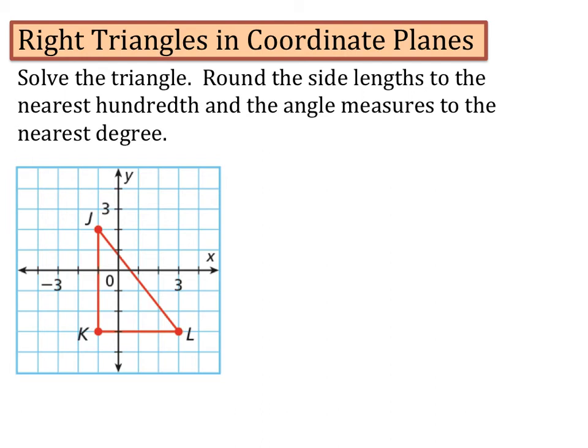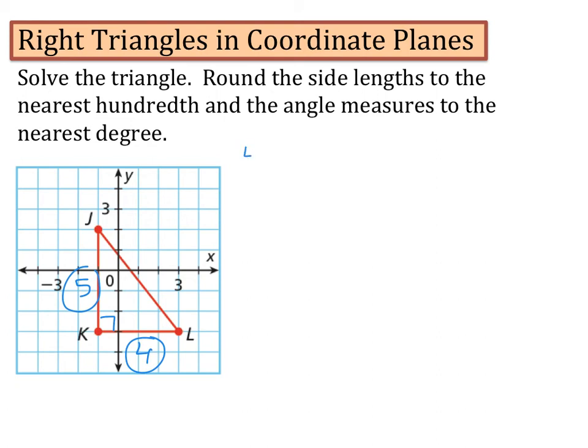So you can count here on the coordinate plane, and from K to L we have 1, 2, 3, 4 spaces. And from K to J we have 1, 2, 3, 4, 5 spaces. Okay, so now that we know those two side lengths, we also know this is a right triangle. Let's find our third side length here, which we can do by using the Pythagorean theorem.